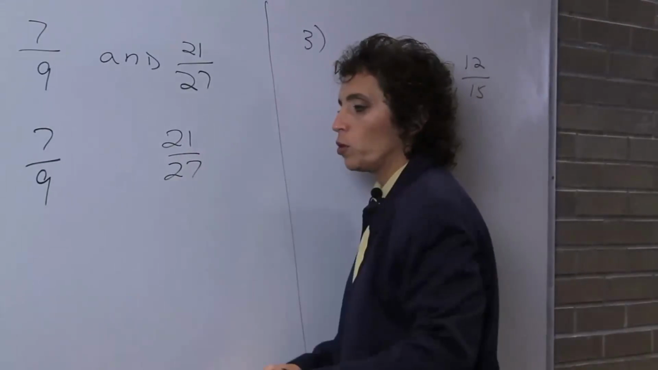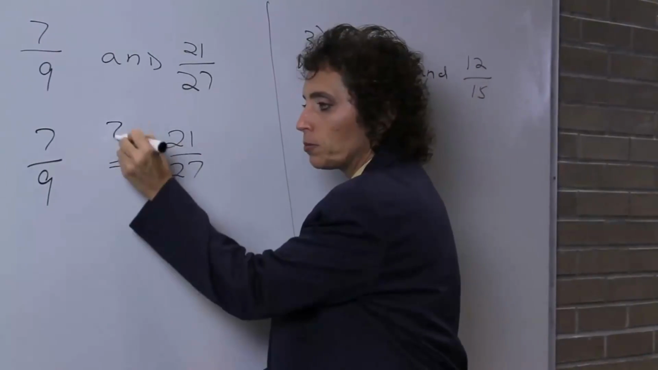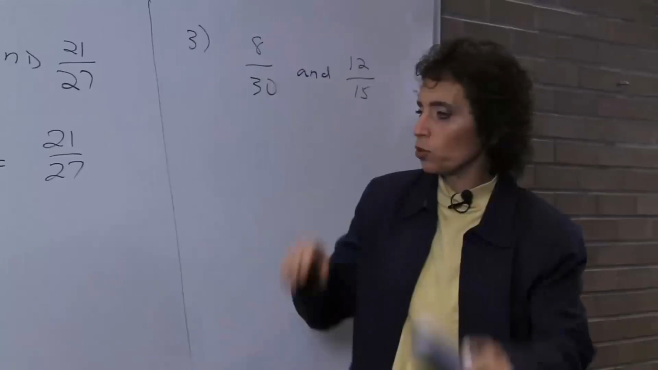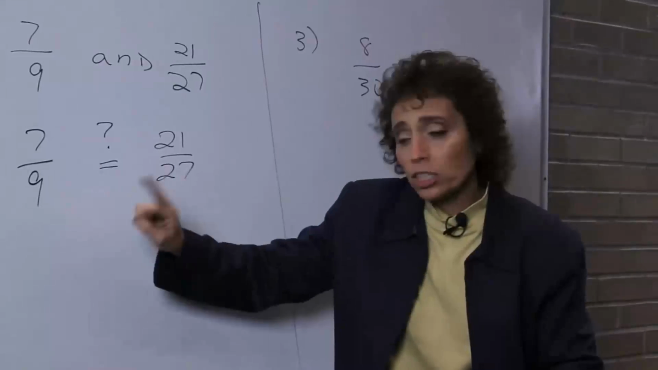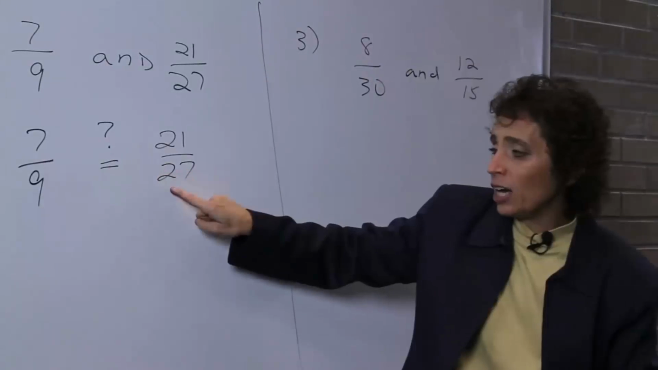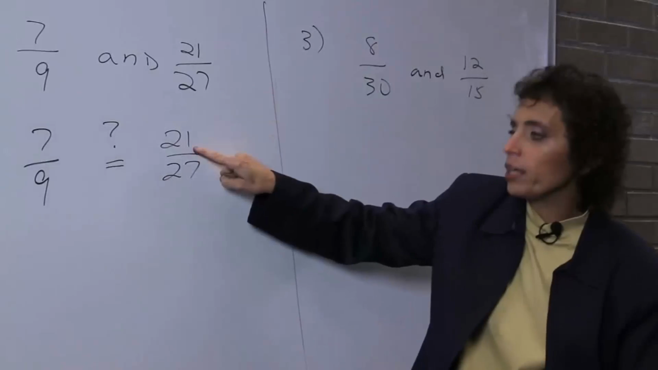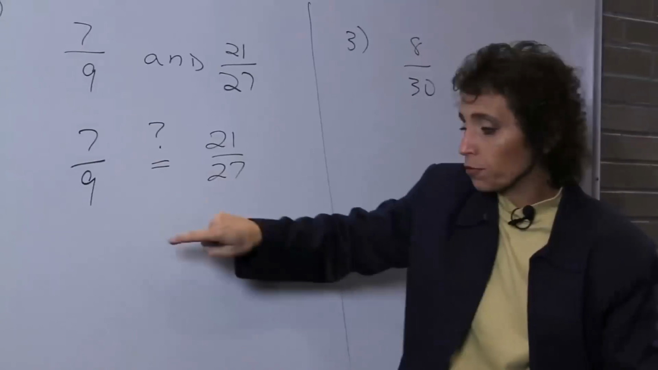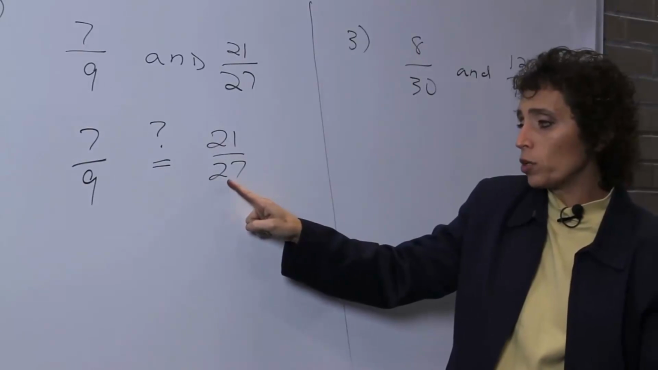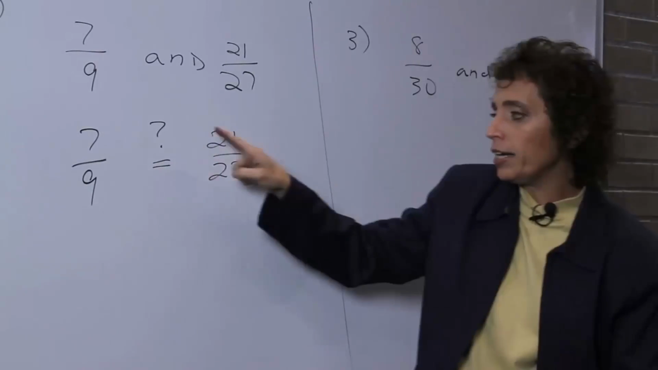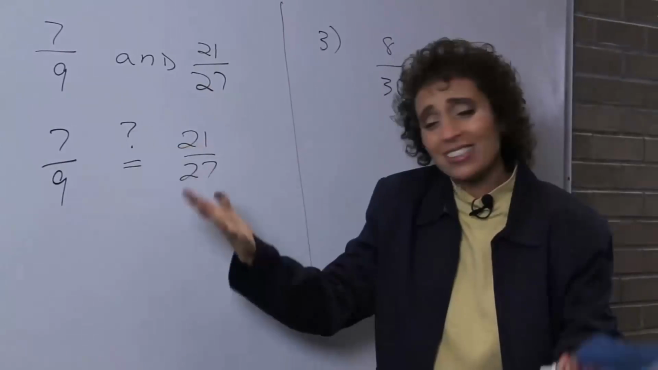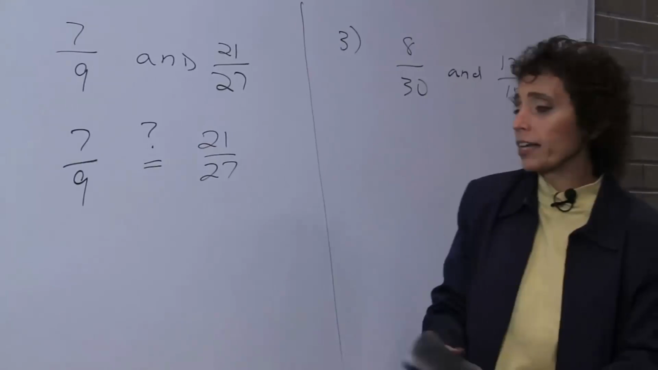21 over 27. We want to know if these are equal. And sometimes you can put a little question mark because you're wondering if those are equal. It's a question. Okay, watch. I could think about building: 9 times 3 is 27. 7 times 3 is 21. So I built the fraction. Or I could reduce it. 27 divided by 3 is 9. 21 divided by 3 is 7. I can see that these are equal. That's one thing I could do.